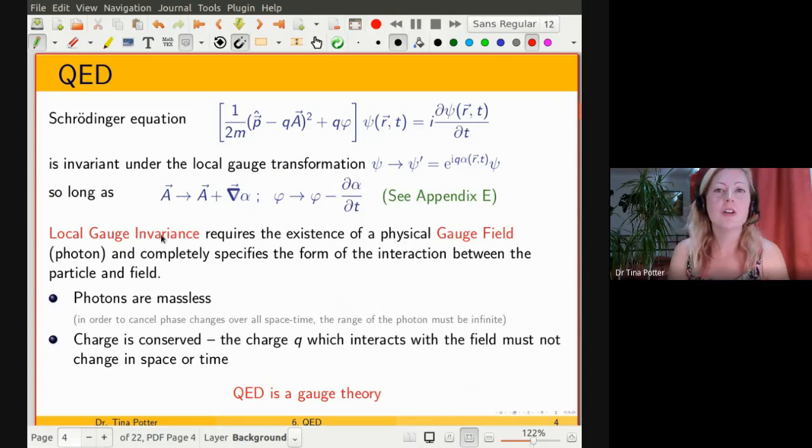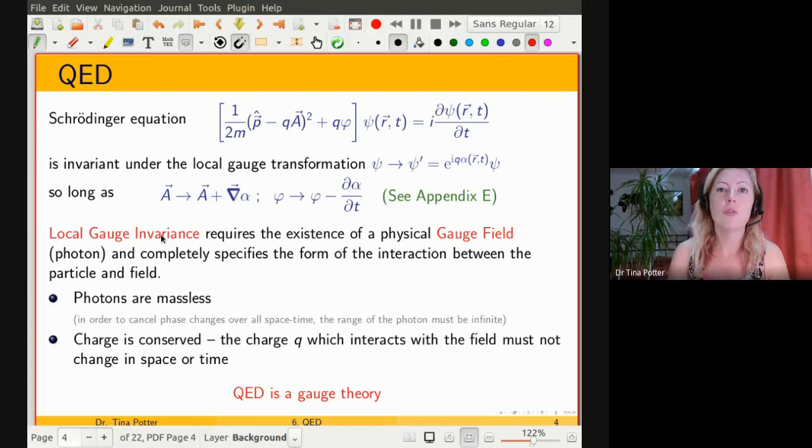So this change to your electromagnetic field is the photon. If you make a change to a charged particle with the electromagnetic force, you require the existence of another particle. You require the photon, and this is your physical gauge field. And this gauge field that QED predicts, the photon, completely specifies the nature of the electromagnetic interaction between your charged particle and the electromagnetic field.